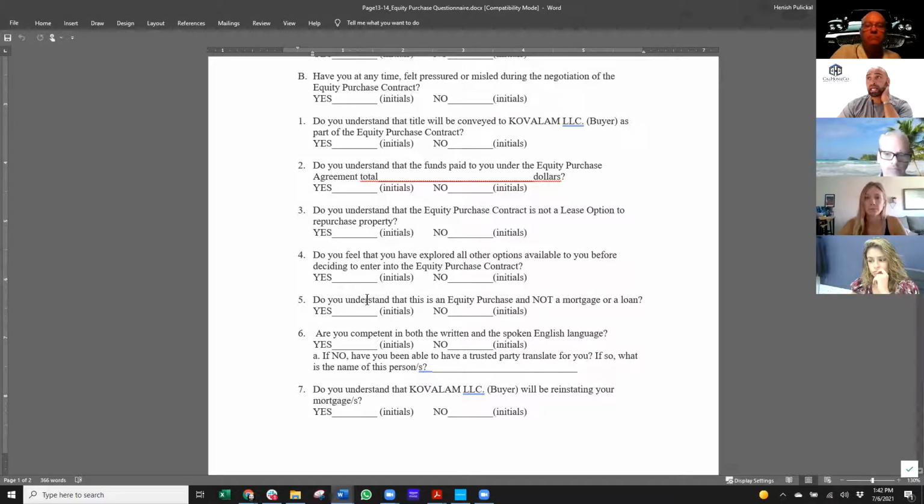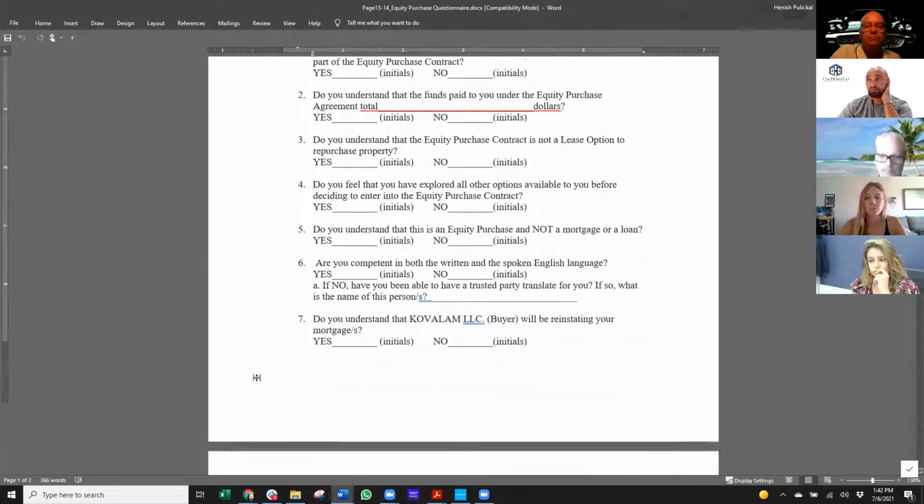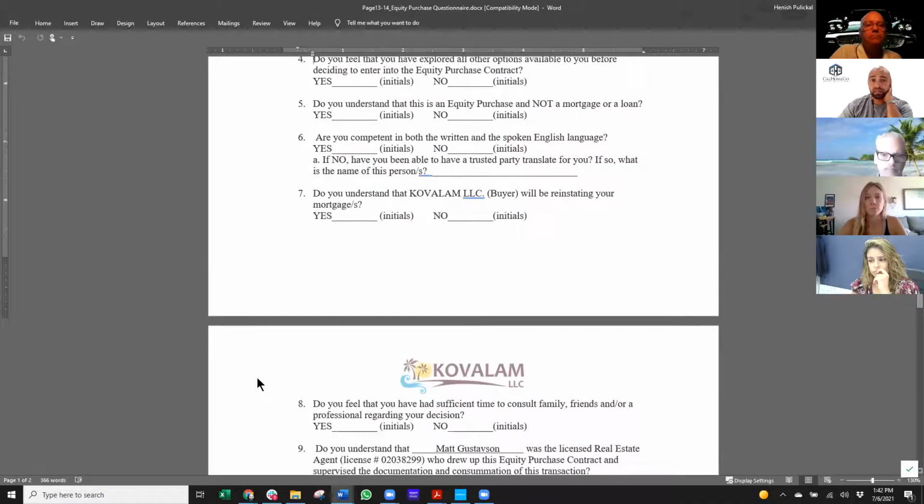Do you understand this is an equity purchase and not a mortgage or loan, right? I'm not giving you money. It's not a loan. This is me purchasing your home. Are you competent in both written and spoken English? If no, do you have a trusted translator? Right? Ideally, if we got to this point, I'd know by now whether they spoke English or not.